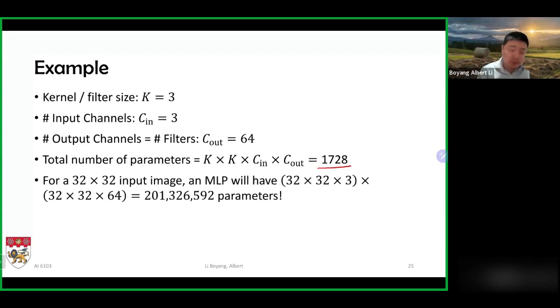If we were going to use the MLP network for a 32 by 32 input image, I would have 32 times 32 times 3 as the length of my input vector. And the size of my output vector would be 32 times 32 times 64. If I do the multiplication, this will be more than 200 million parameters, which is absolutely huge. So we can see that the convolution operation really helps us reduce the number of parameters that we have to learn.